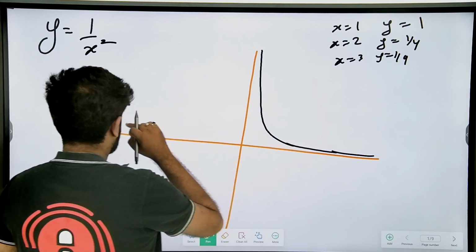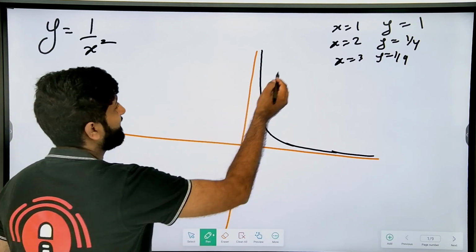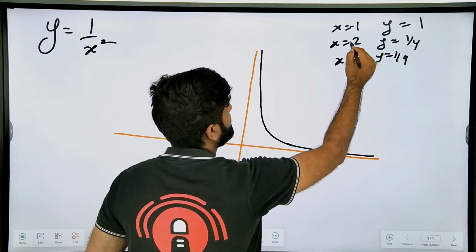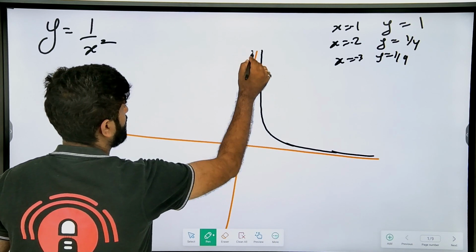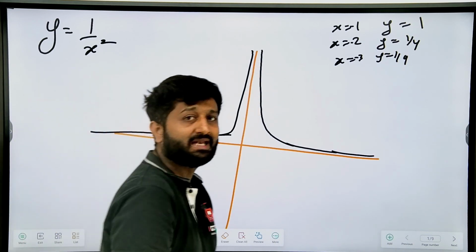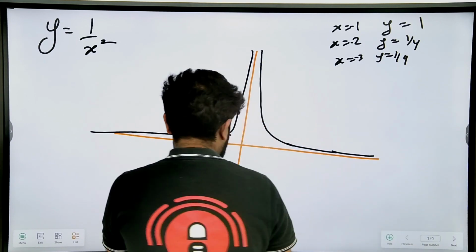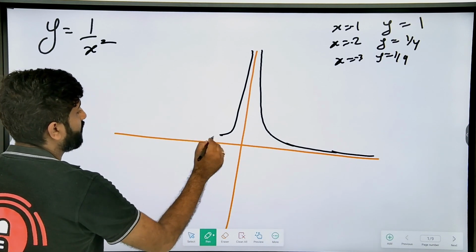And now what will happen for the negative values of x? Again, when x is minus 1, the same graph, 1, minus 2, 1 by 4, minus 3, 1 by 9. So there would not be any negative values of y. So this is how your 1 by x square would look like.